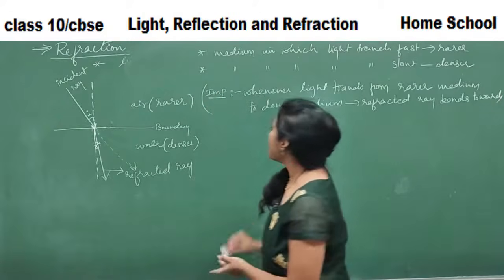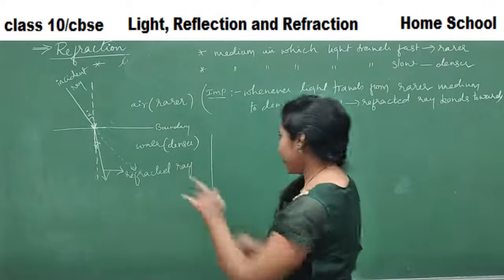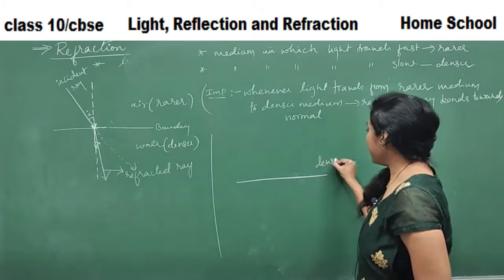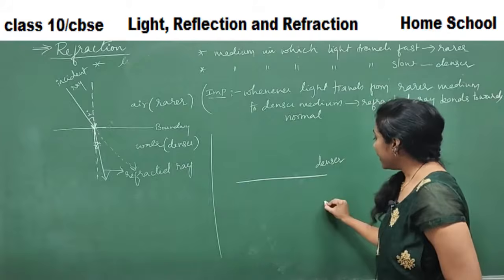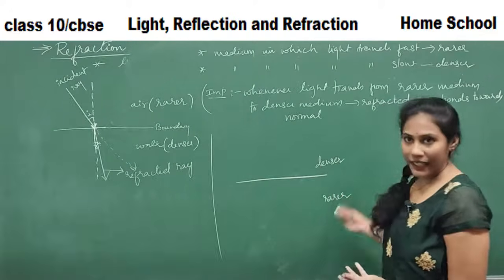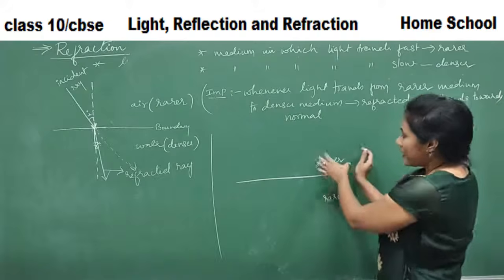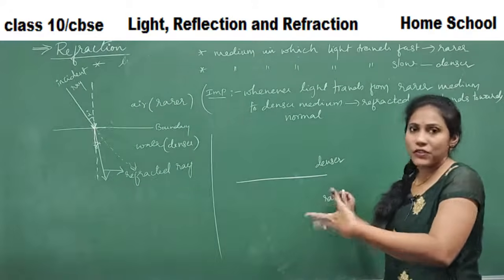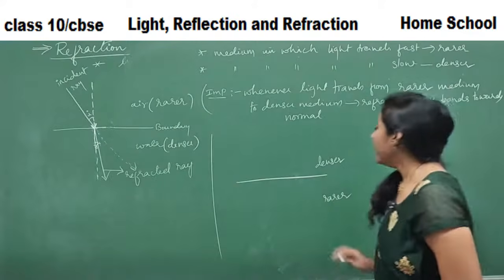Okay, so now let me show another situation. Now I will take a denser medium here, and here I will be taking some rarer medium. Denser medium in the sense light is traveling with less speed, rarer medium light is traveling with more speed. Clear?